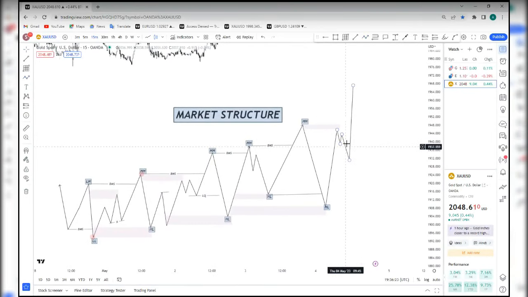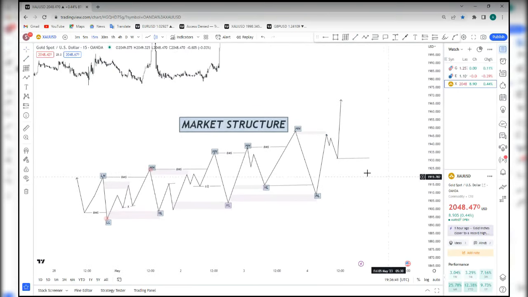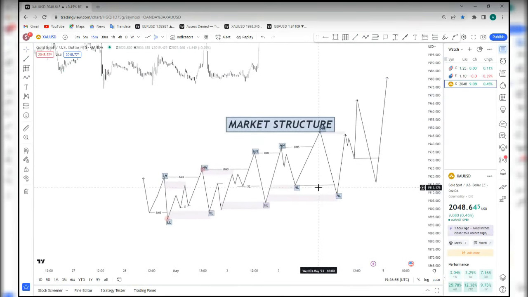What did price do here? Price created inducement. The reaction created liquidity, which is the internal range liquidity for this to move. So this reaction you saw, price only created liquidity, the internal range liquidity, because they know many traders will categorize this place as what? A break of structure. Meanwhile, this is not a break of structure.